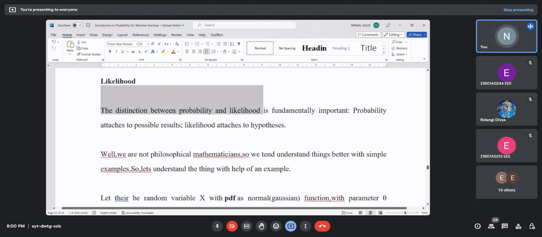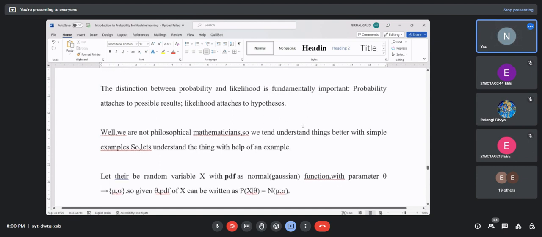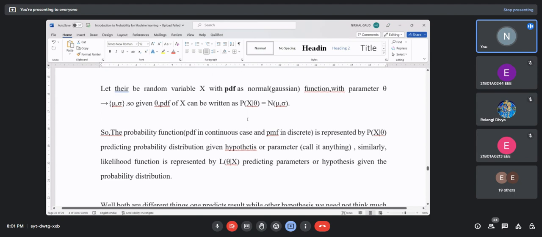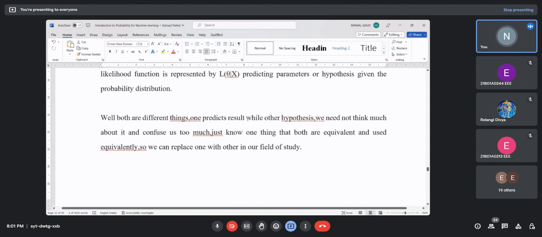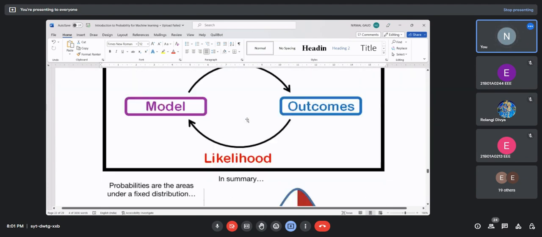The distinction between probability and likelihood is fundamentally important. Probability attaches to possible results, while likelihood attaches to the hypothesis. So probability is what I'm likely to get as a result, and likelihood is actually the hypothesis, something to be deduced. Probability density function I've already told you.